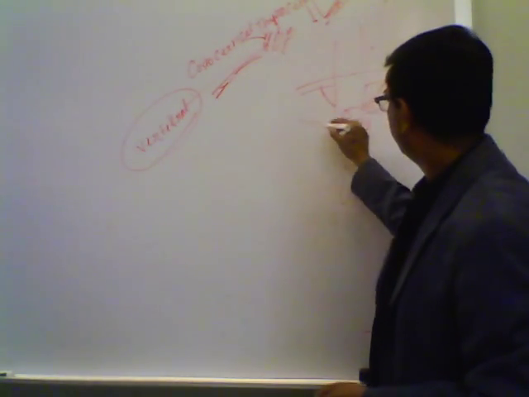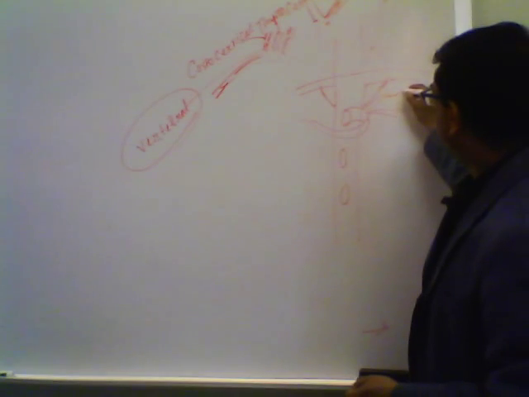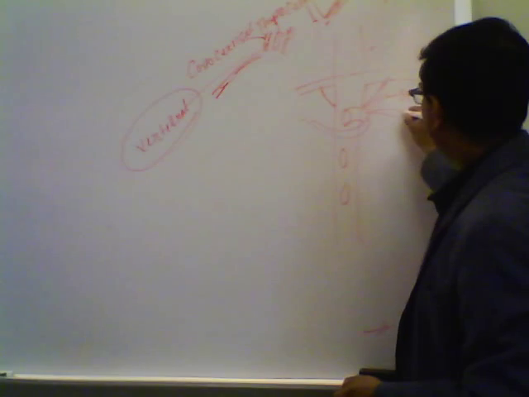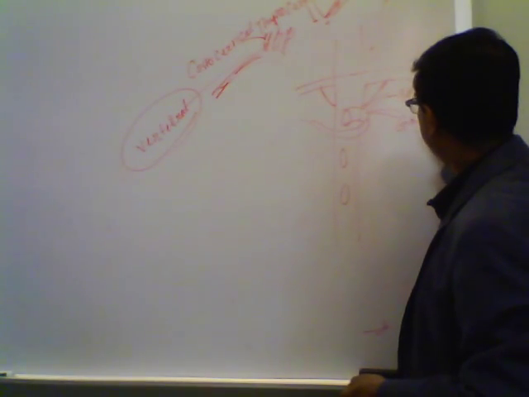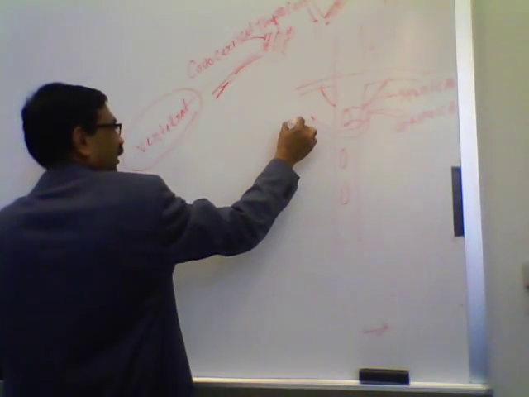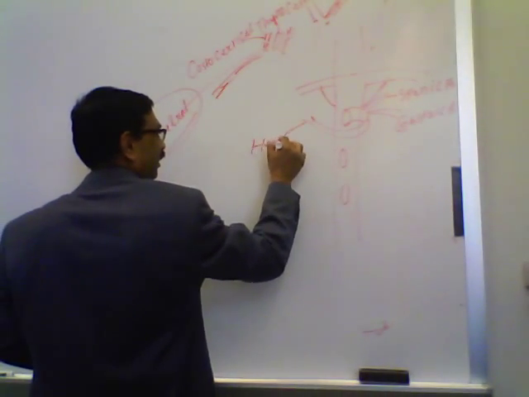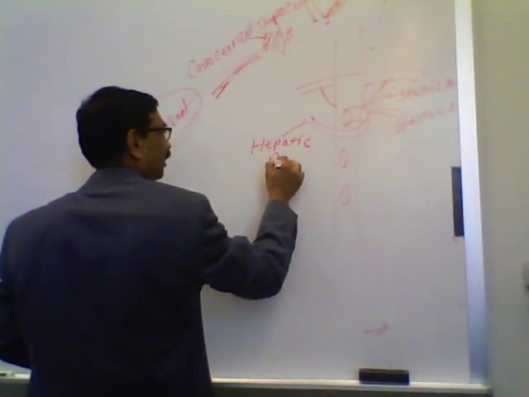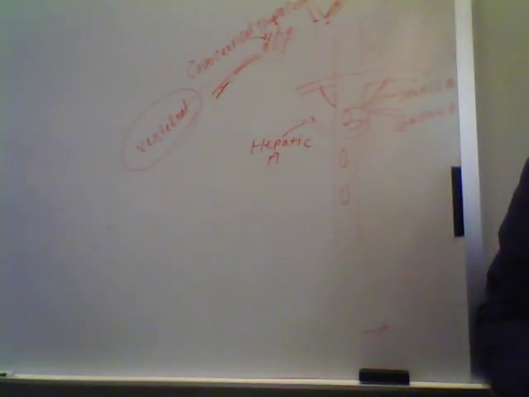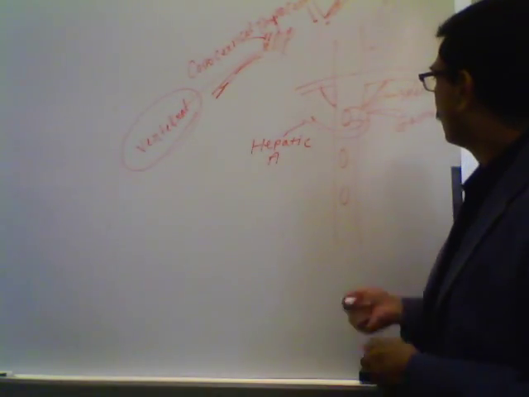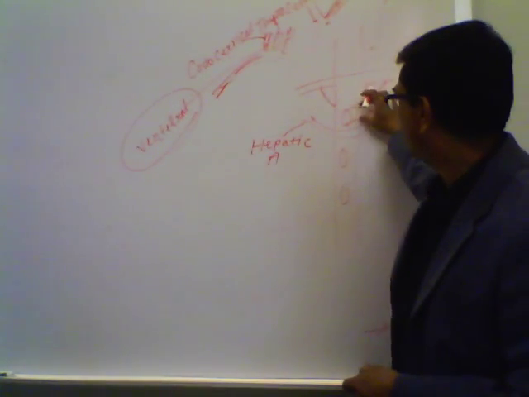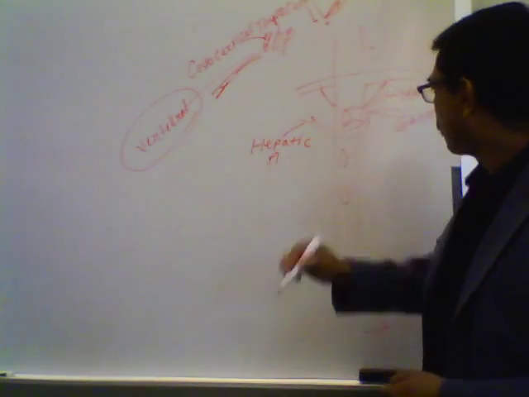The celiac trunk is very short and it gives three branches: splenic artery, gastric artery, and, going to the liver, hepatic artery. So the celiac trunk gives those branches. Trunk means a short artery, short and wide. This is the trunk, and then it divides.